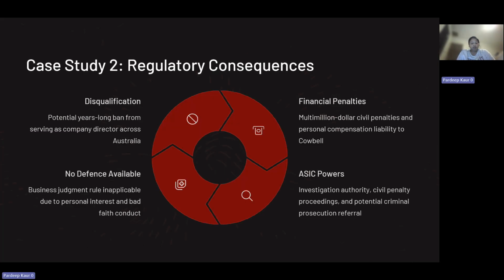The penalties are severe. Alicia could be disqualified as a director for years, face multi-million dollar fines, and even be personally liable to compensate Cowbell and its creditors. Essex, the corporate regulator, has the power to investigate, pursue civil penalties against her, and in serious cases, initiate criminal prosecution. The business judgment rule offers no protection here because Alicia acted with personal interest and against the company's best interest.